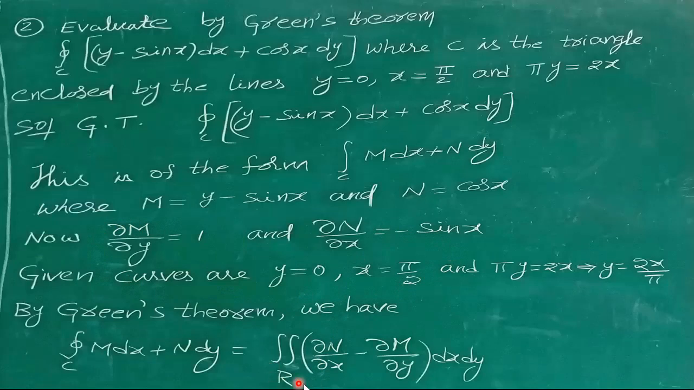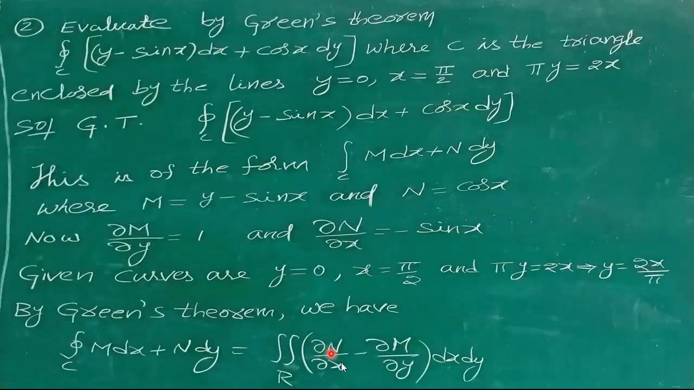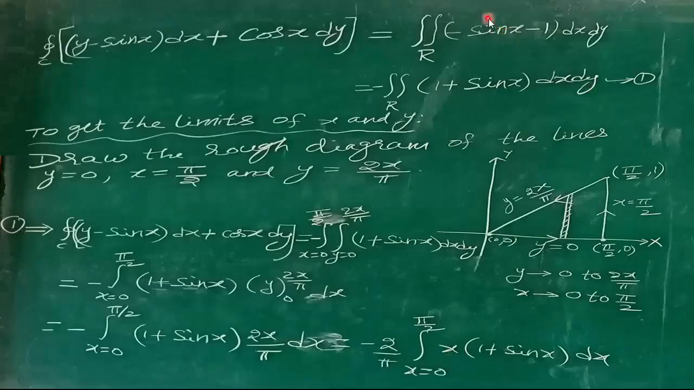So now we have to find the region, that is, the limits of x and y. The integral over C of (y minus sin x) dx plus cos x dy is equal to the double integral over R. Dou N by dou x is minus sin x, and dou M by dou y is 1. Substitute those values here: minus sin x minus 1 into dx dy. Here minus is common, keep it outside. The remaining terms are (1 plus sin x) dx dy. Take it as equation number 1.